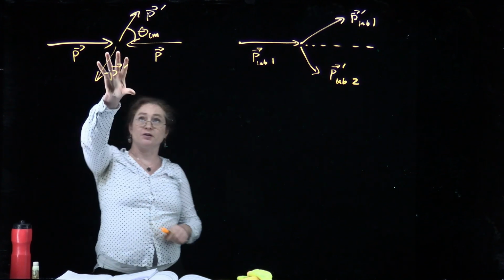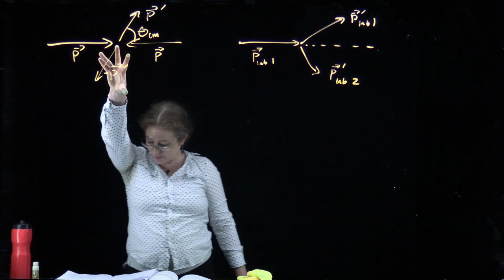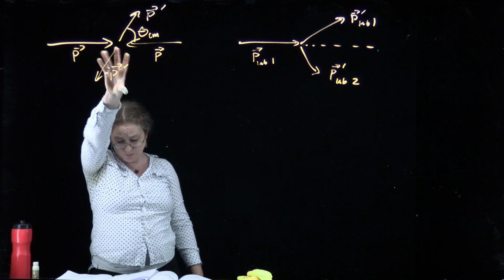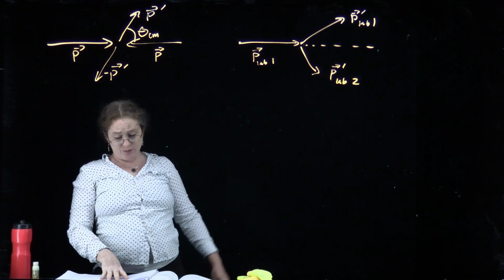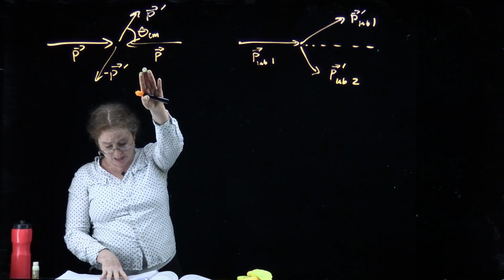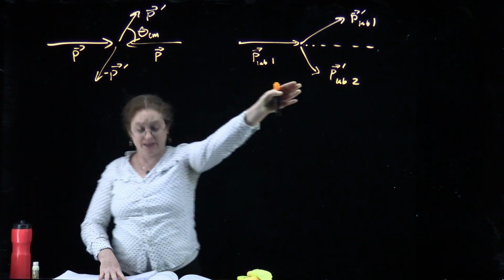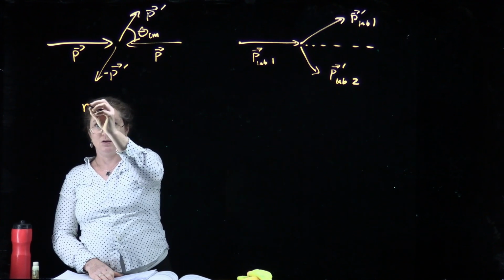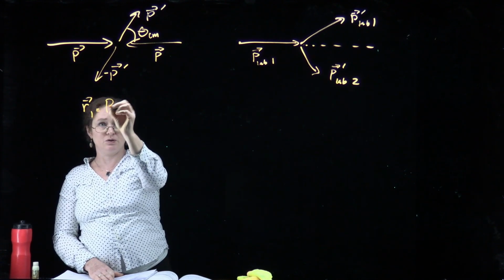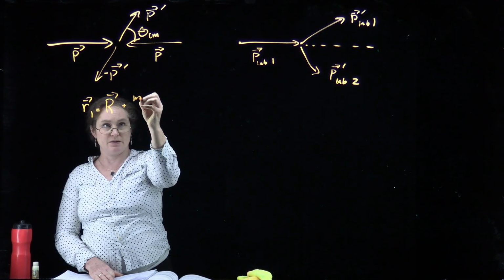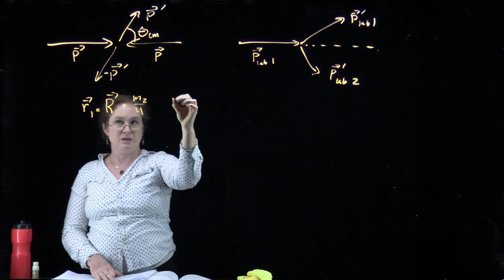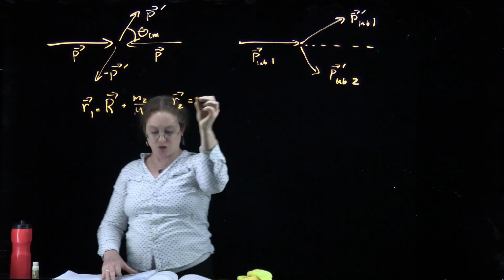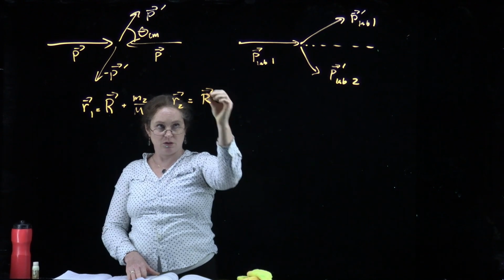Now, in the center of mass frame, all four momenta have equal magnitudes. We will assume the lab frame has particle 2, the target, at rest. And then R1 equals big R plus M2 over M, and a similar equation for R2.